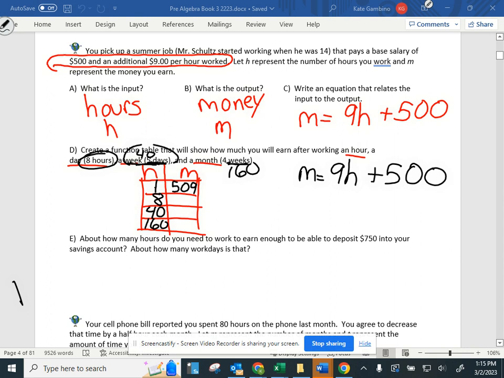Oh, always starting with our base salary. That's our equation. So we have to use the full equation every time. So if I use that full equation, Aiden, what am I going to get? 572. Because I do 8 times 9 plus 500.